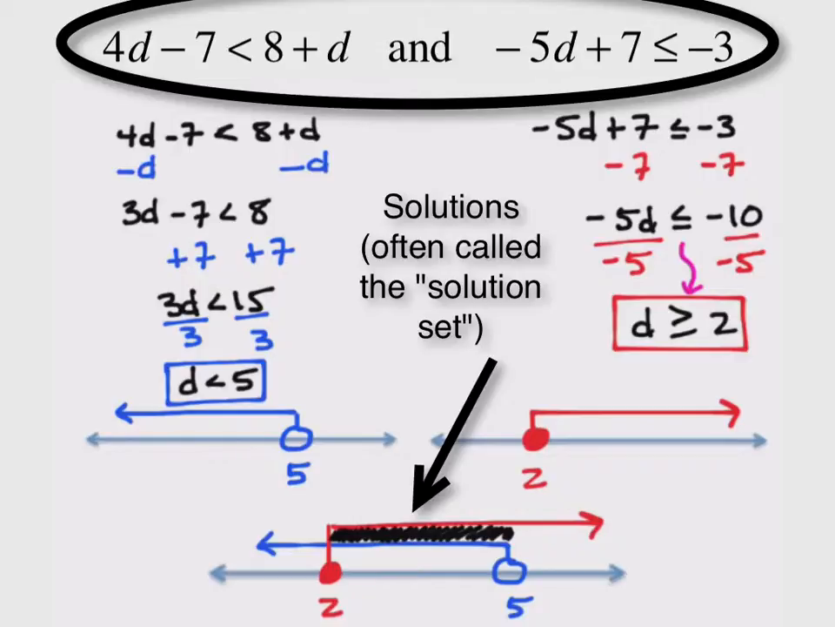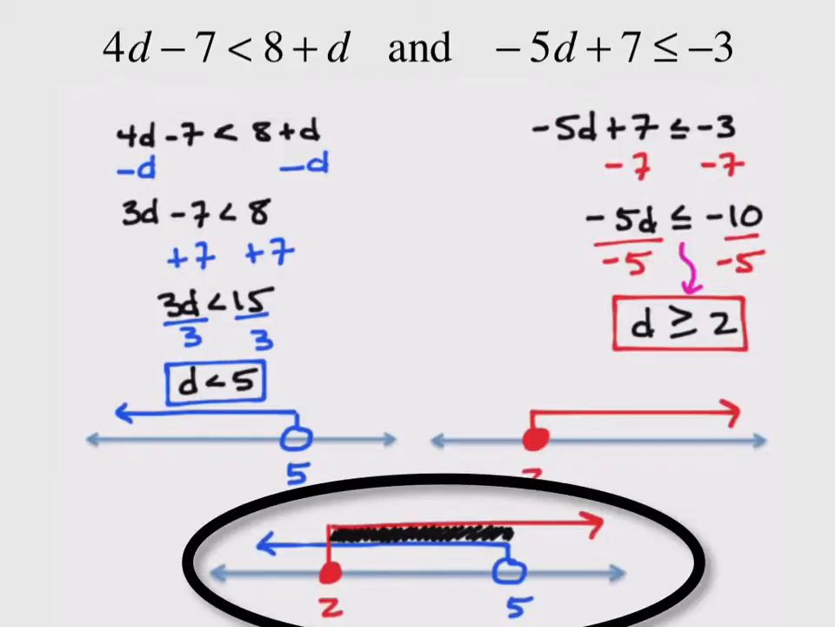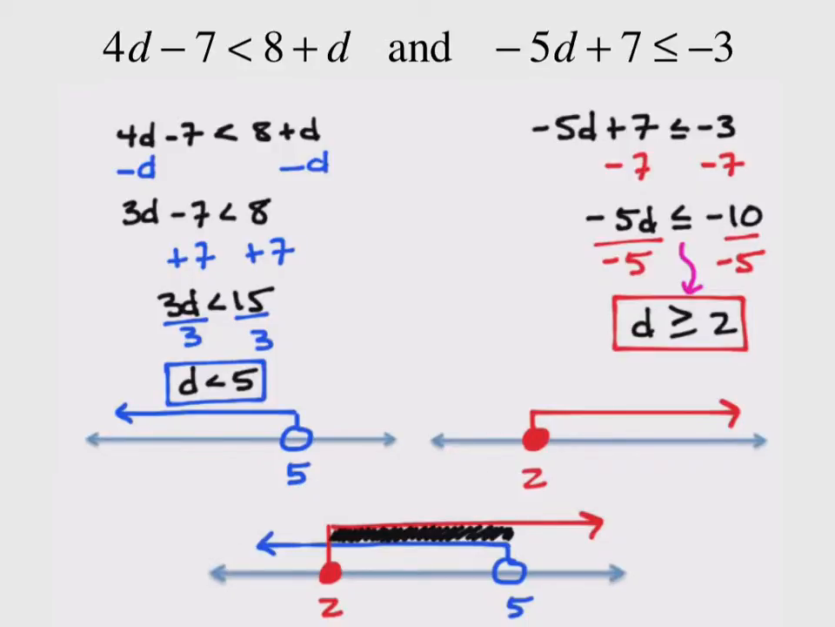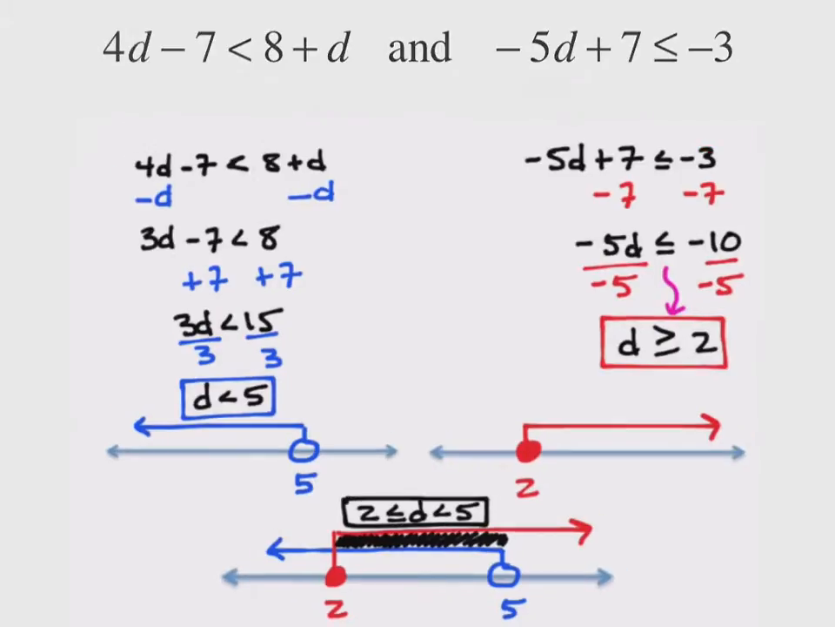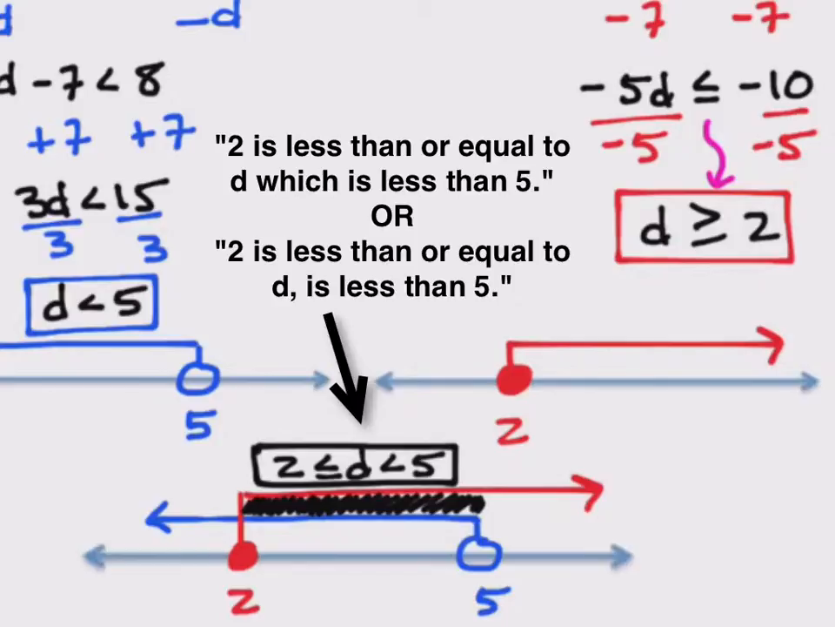Now, it's really great to show our reader the solution set with a graph. It's also really nice to show them the solution set with a nice, succinct inequality. And this is how we write it. We want to write all numbers greater than or equal to 2, but also less than 5. And here's how it looks. And this is read as 2 is less than or equal to d, which is less than 5. And you can see that both of our individual inequalities from before are embedded within this final inequality of our solution set.